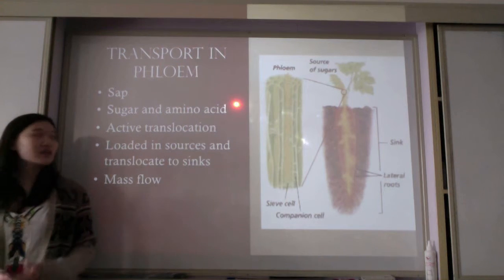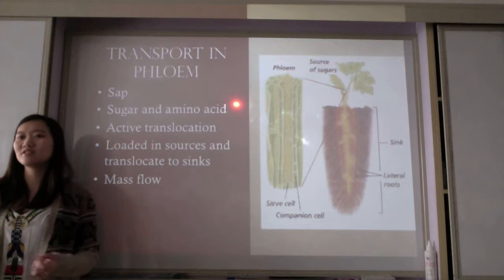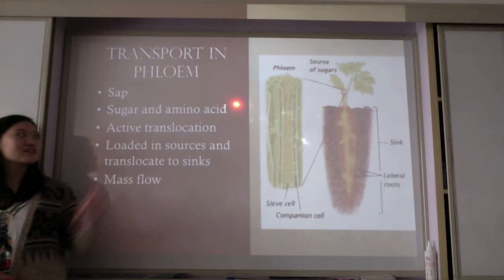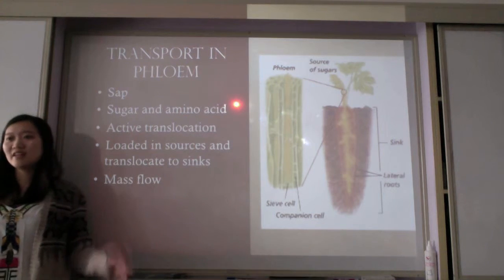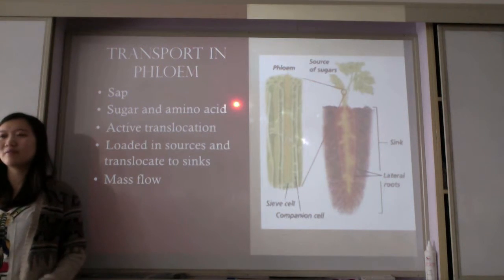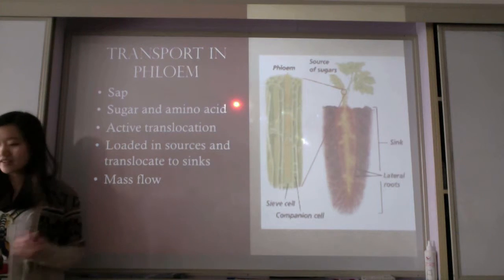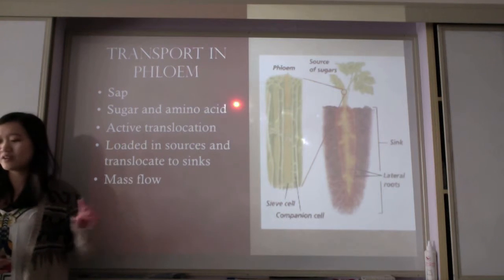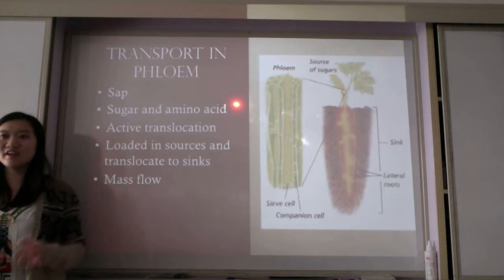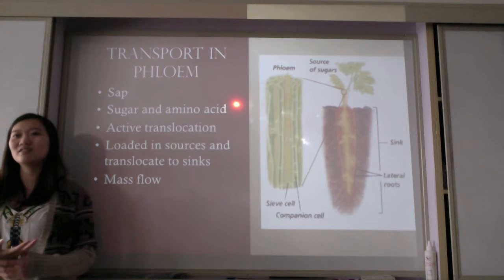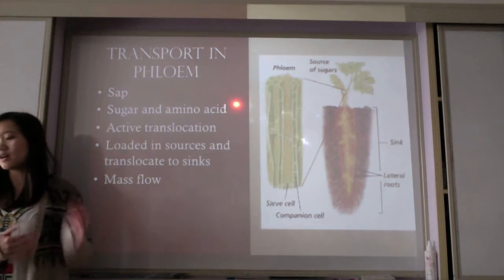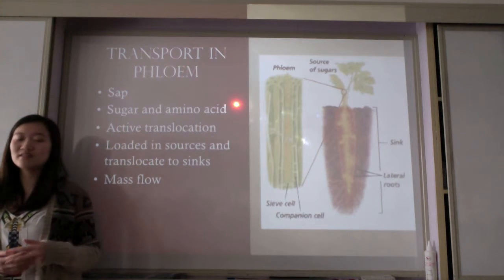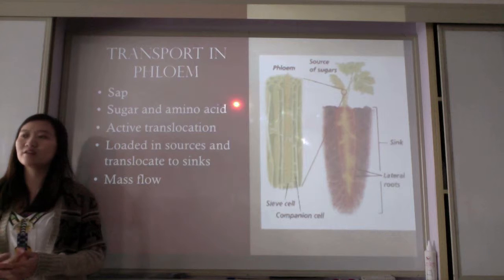Okay, so sugar is transported as sucrose because it's more soluble in water. The process is called active translocation, and it means that we're using energy from ATP to make this happen. First, sugar is loaded in by sources and translocated to sinks. Sources are parts where photosynthesis occurs, like the leaves, and sinks are places like the roots and developing seeds and fruits.